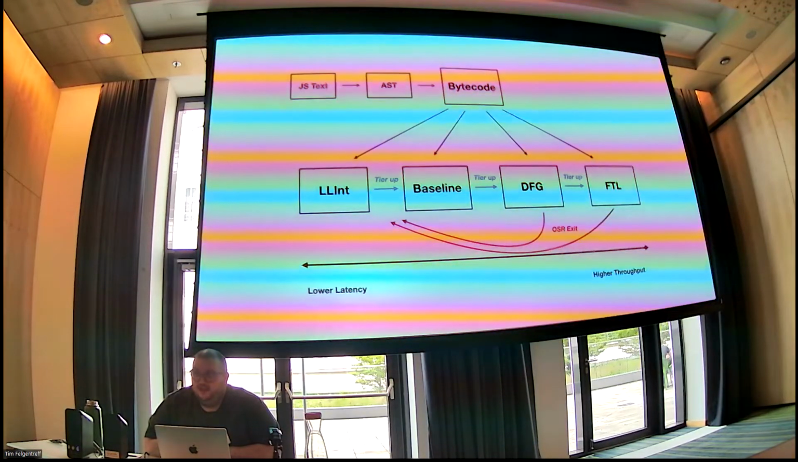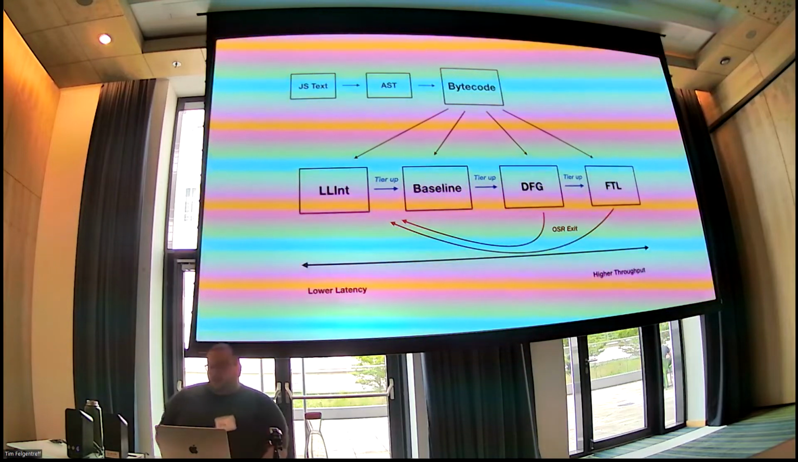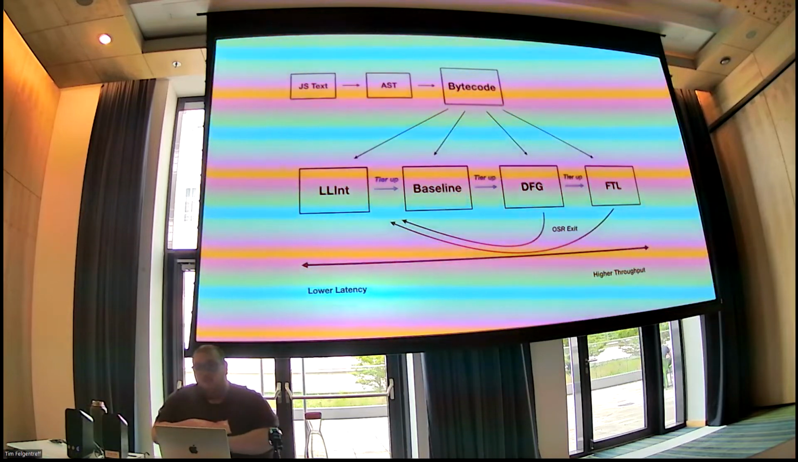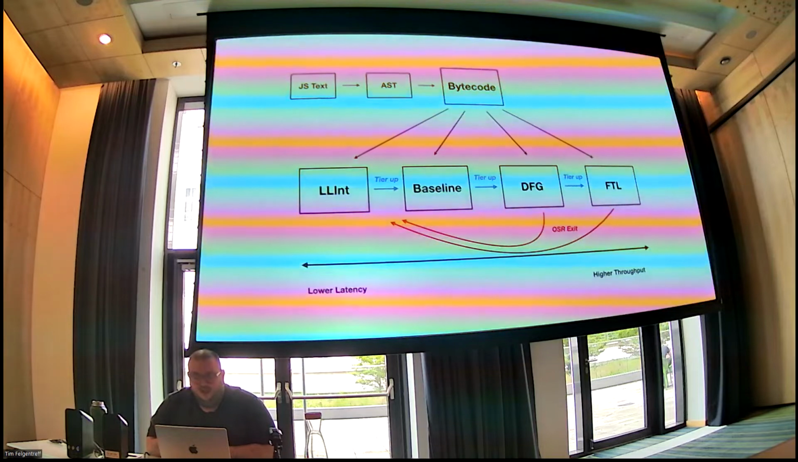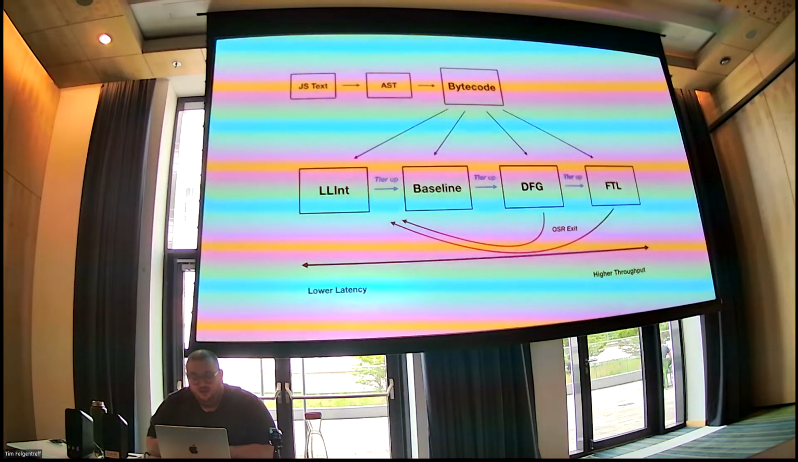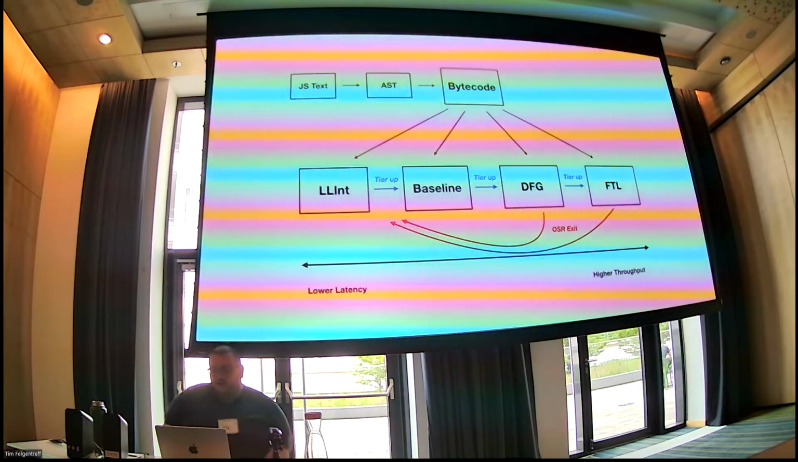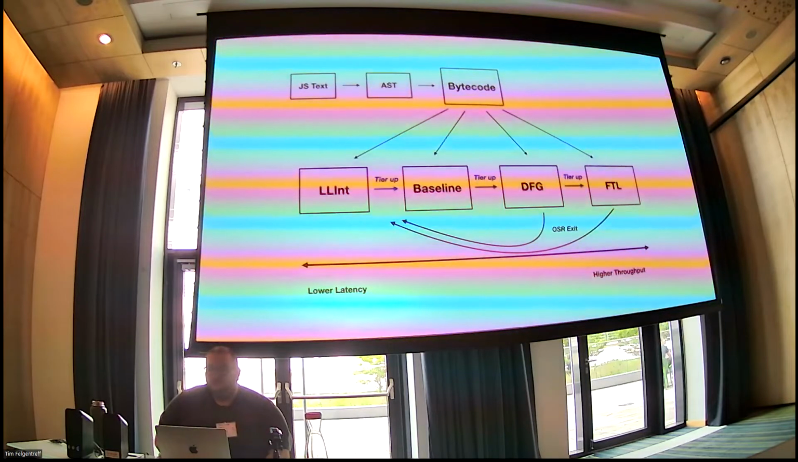The DFG and FTL both do speculative optimization. We basically get profiling information from the JavaScript program at runtime. We take guesses about what the program does. If those guesses fail, we do something called OSR exit, and we move execution from those higher tiers back into either the baseline or the interpreter.